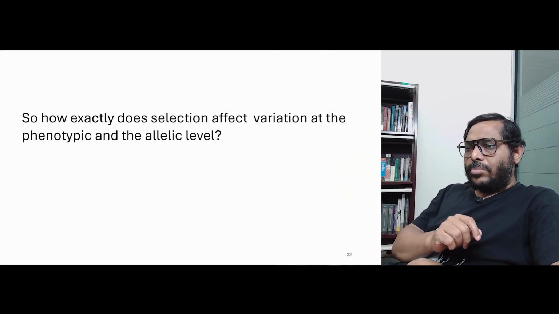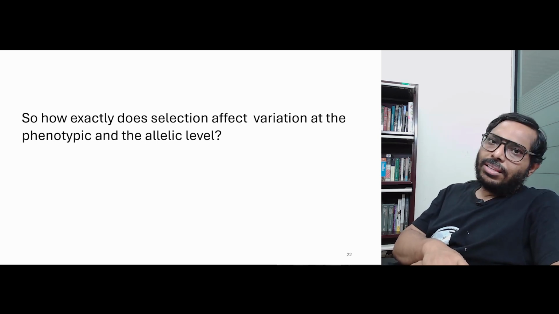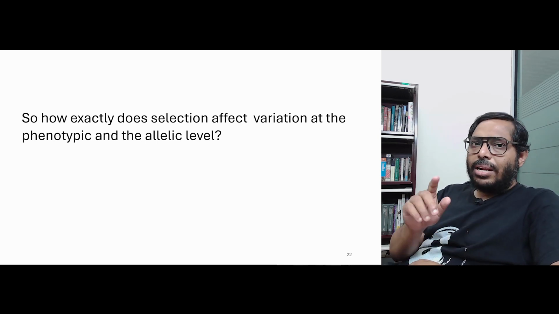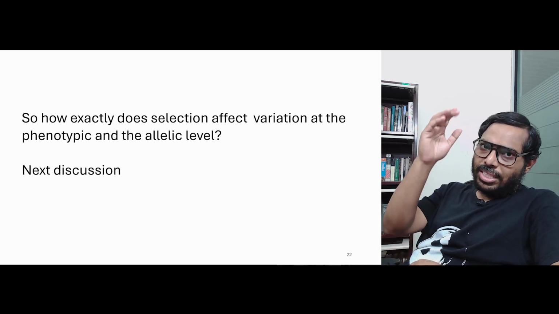So how exactly does selection affect variation at the phenotypic and the allelic level? That is the question we are going to discuss in our next discussion.